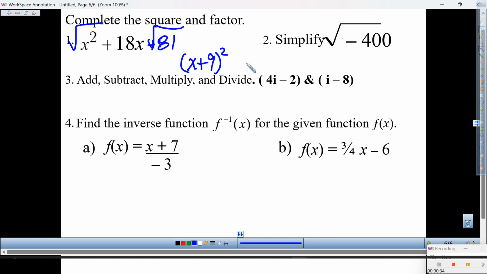All right, not bad. Let's go. Number 2, this is 20i. Hands if you got 20i. Okay. Number 3, addition. What'd you get for addition? Emily P., pass someone. You said what? -2 plus 5i. Hands if you got that.